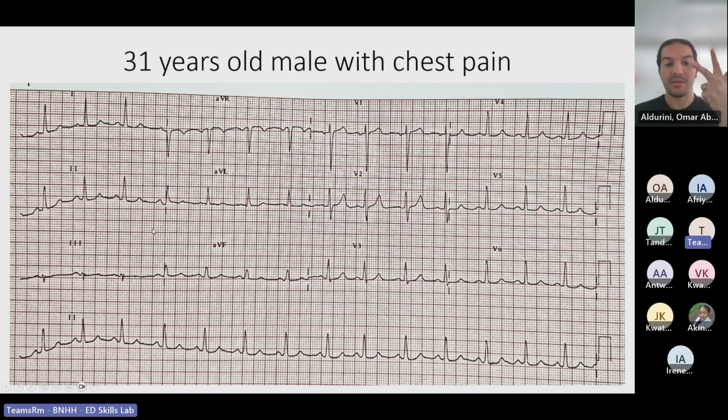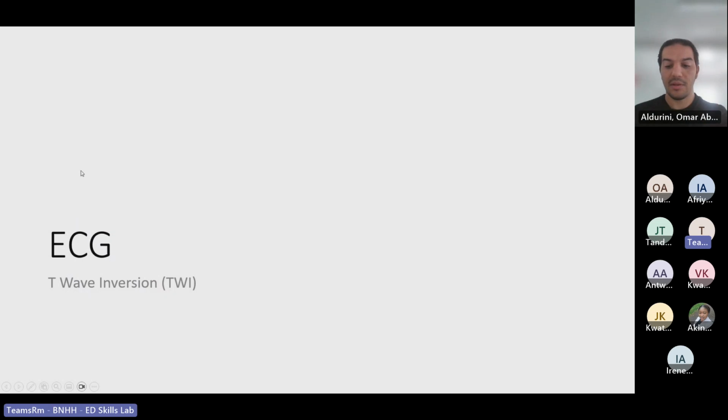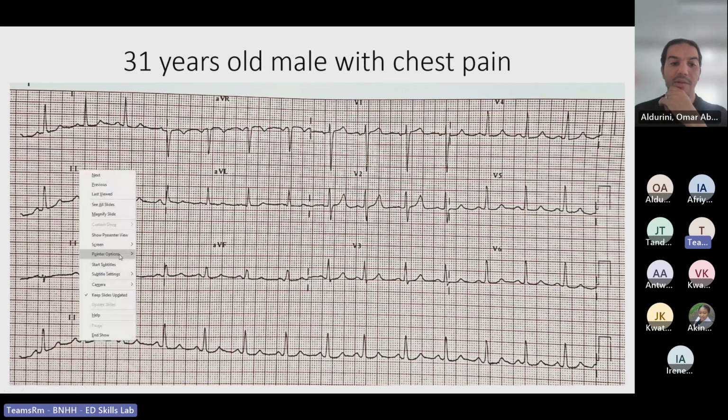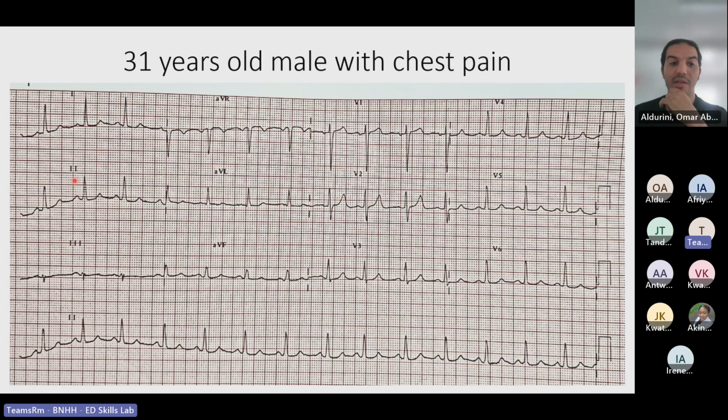And the third point is the P wave. The P wave should be upright in lead 2, looking upwards, and inverted in aVR. So we have 2 points of 3, and the speed, let's say it's 25 millimeters per second, and then this passes our standardization step.